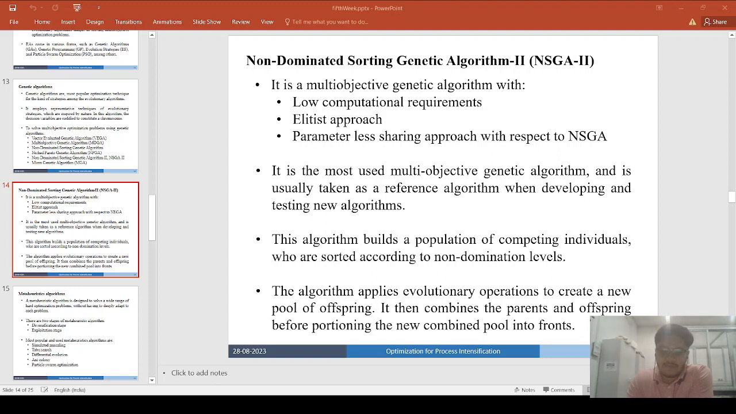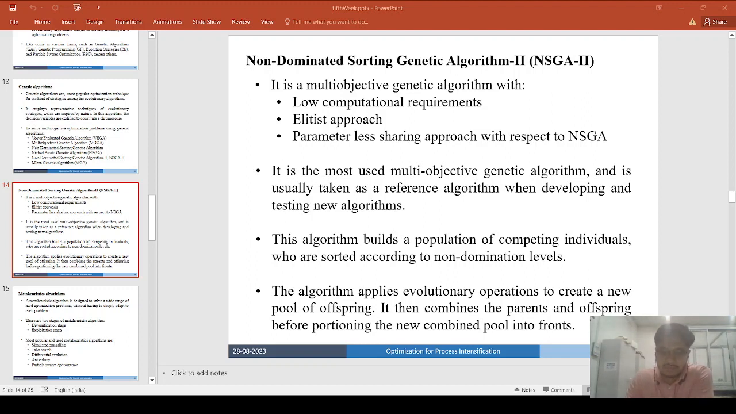This algorithm builds a population of competing individuals who are sorted according to their non-domination level. Then the algorithm applies evolutionary operations to create a new pool of offspring, that is, a new set of potential solutions. It then combines the parents and the offspring before partitioning the new combined pool into Pareto fronts. So this is how it performs.